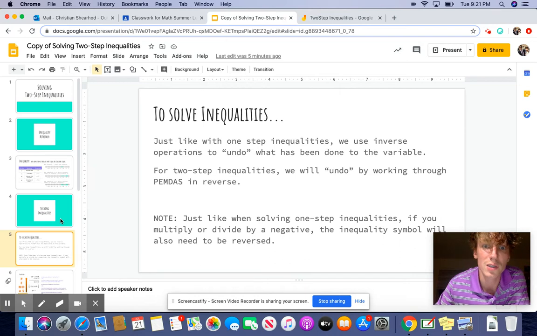Solving inequalities. Just like solving one-step inequalities, we do the inverse operations to undo what's being done to the variable. Remember, our variable wants to be alone. We've got to get rid of everything else, make the variable alone, okay? We're kicking everything else to the other side. For two-step inequalities, we will undo by working through PEMDAS in reverse. PEMDAS is just your order of operations, okay? It also says down here, note, just like when solving one-step inequalities, if you multiply or divide by a negative, the inequality symbol will need to be reversed. Okay, we'll review that in a minute.